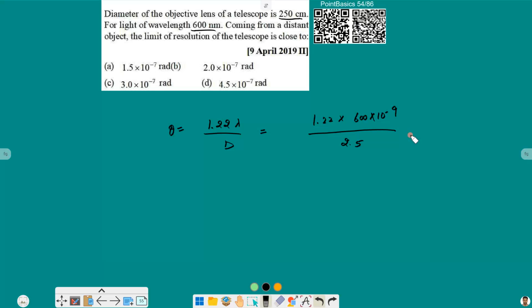So from this we will get 2.92 into 10 raised to power minus 7, and this is theta, it will be in radian. So nearest will be option C for us.